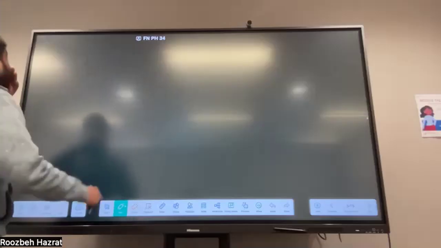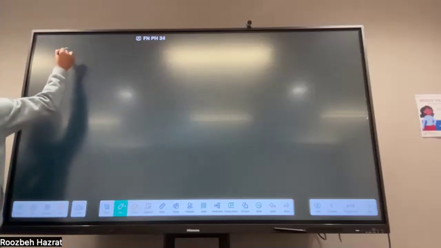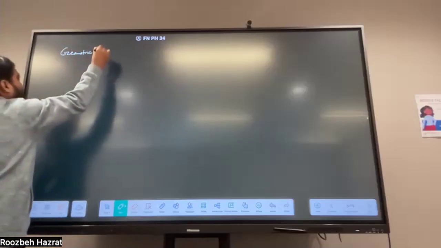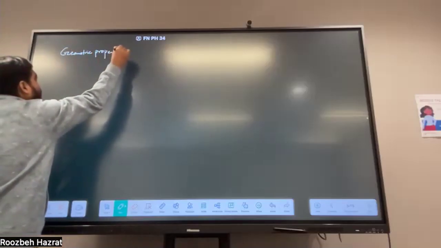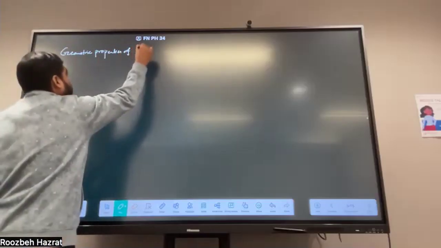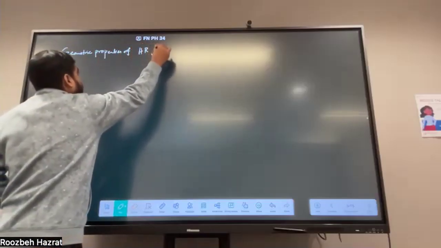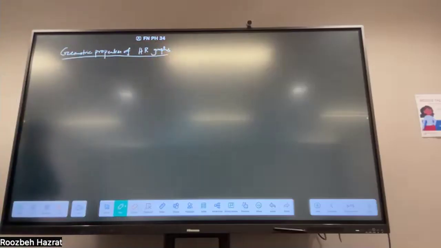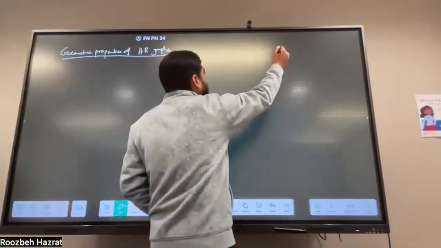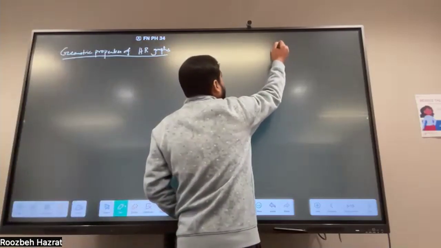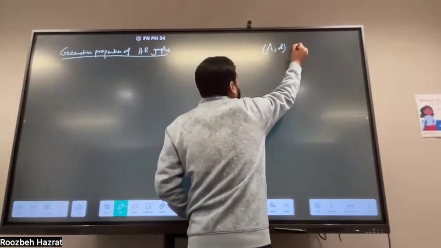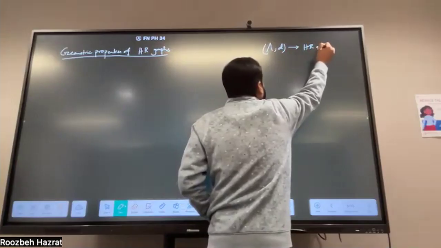Okay, now let's talk about some geometric properties of higher networks. Before that, it will be good to give you the idea of some notations. So suppose you have a higher graph, lambda d.